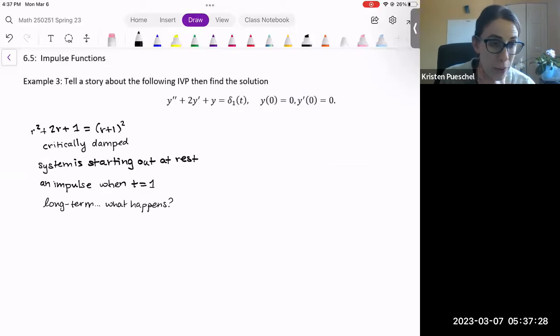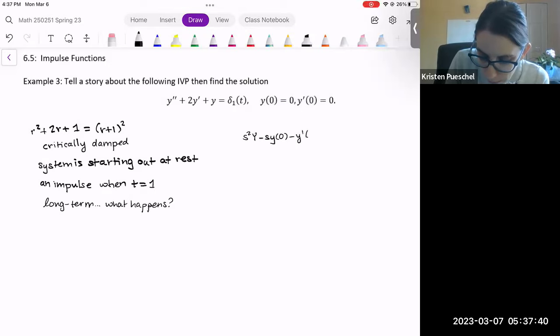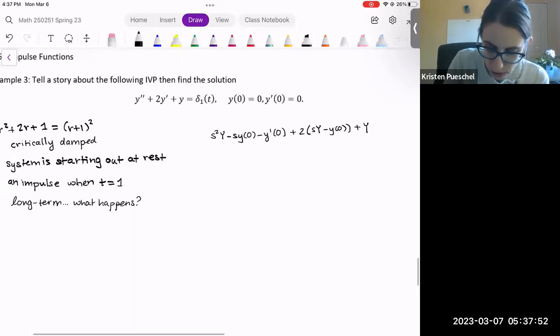Okay. So we're going to take the Laplace transform of both sides. So we get s squared times capital Y minus s times y at 0 minus y prime at 0. That's our second derivative, plus 2 times s times capital Y minus y at 0. Plus capital Y, the Laplace transform of little y is capital Y. And then this is going to be equal to e to the negative s.